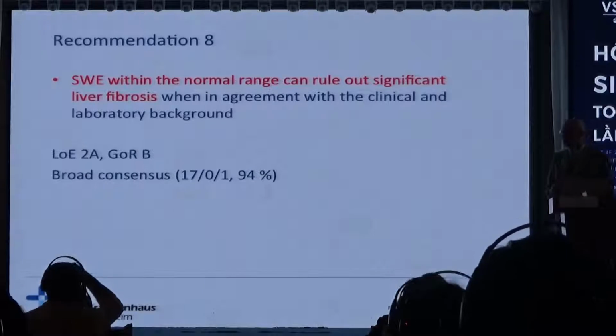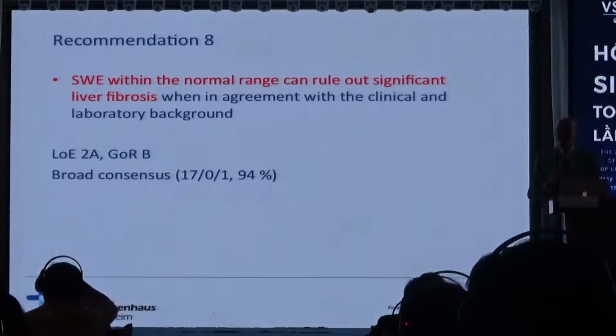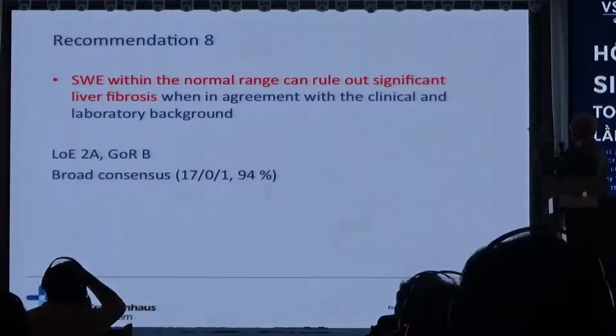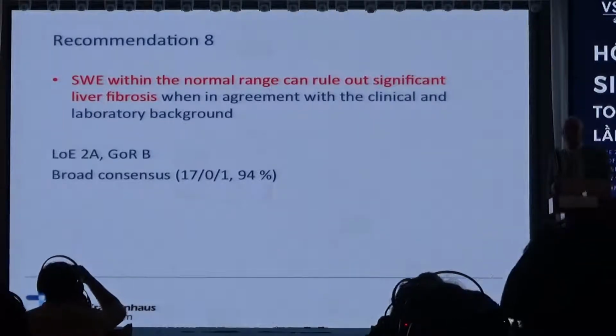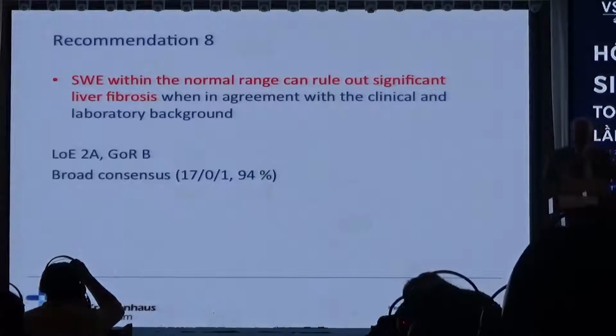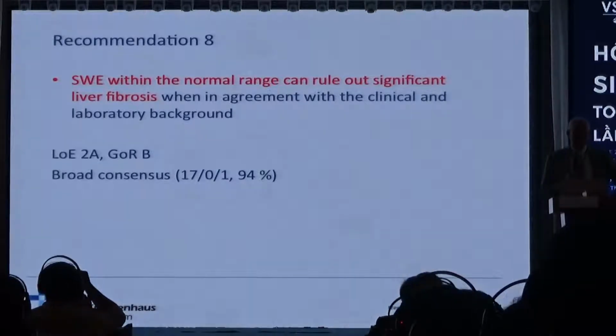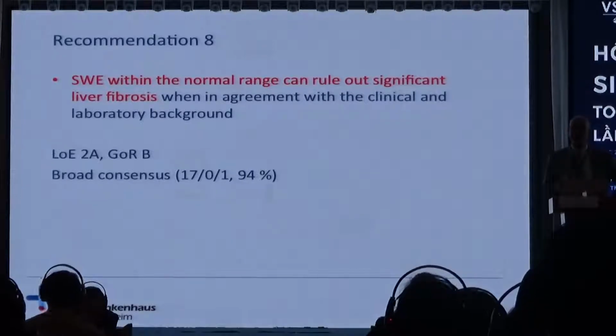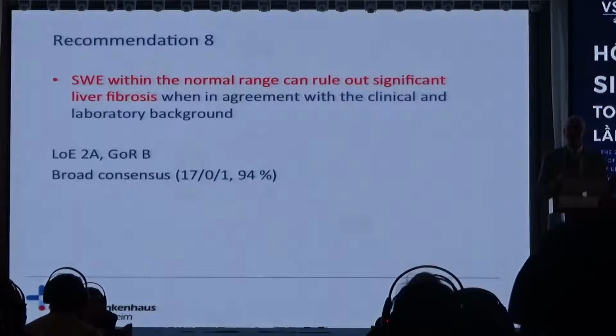If I would say that there is a single most important recommendation, then this is the most important single recommendation: shear-wave elastography within the normal range can rule out significant liver fibrosis. That's it. That's the most important take-home message.